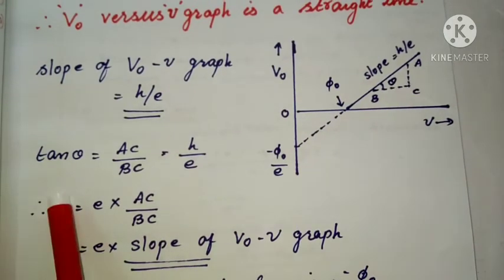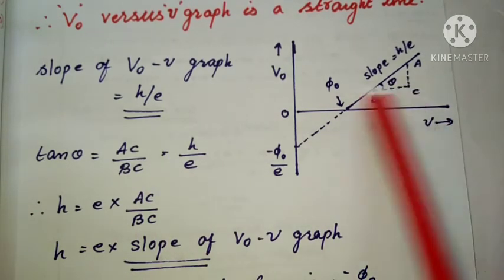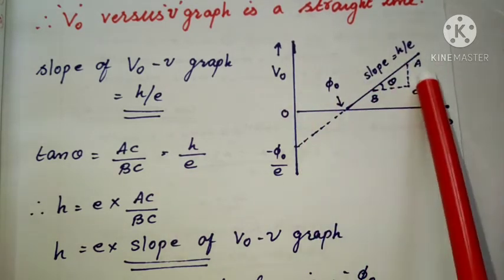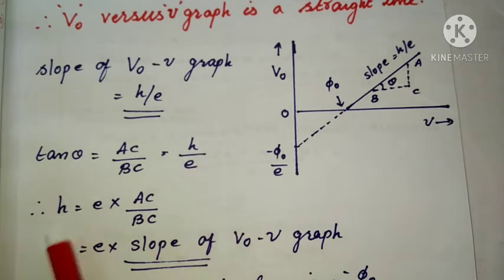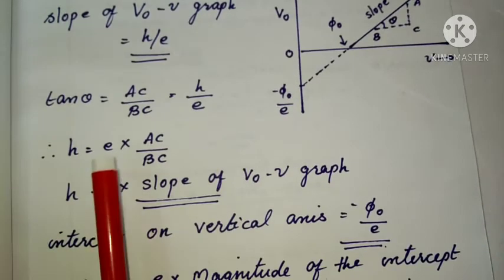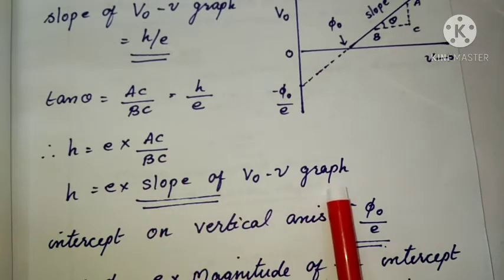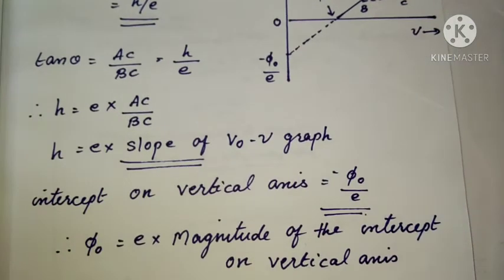From the graph we can write tan theta equals AC by BC, which is equal to V0 by nu, which is equal to h by e. So from this we get Planck's constant h equals e into AC by BC. What is AC by BC? That is the slope of the V0 nu graph. Therefore, Planck's constant h equals e into the slope of the V0 nu graph.